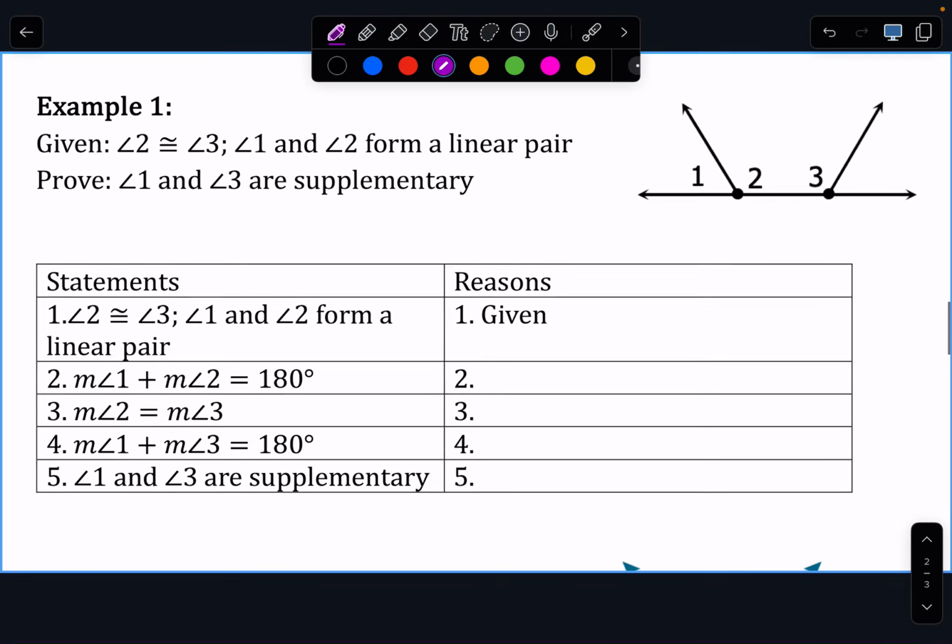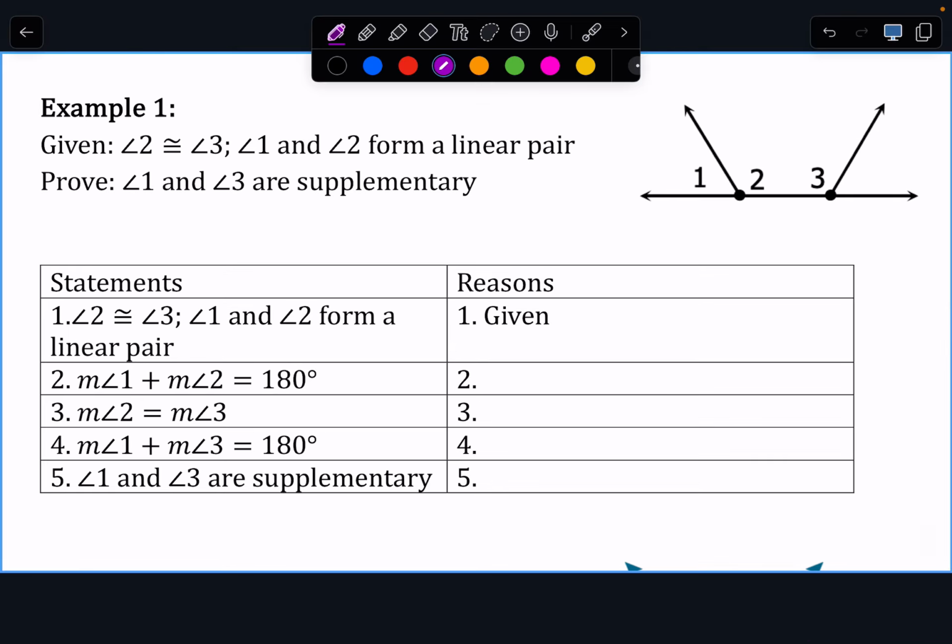So, what I want you to do is look at example 1. I want you to look at the picture, the given, and what we need to prove. Does it seem reasonable that if 2 and 3 are congruent, and 1 and 2 are a linear pair, that 1 and 3 are going to be supplementary? Yeah. Okay. So I'm going to mark my picture to help me out. It's saying that 2 and 3 are congruent, right?